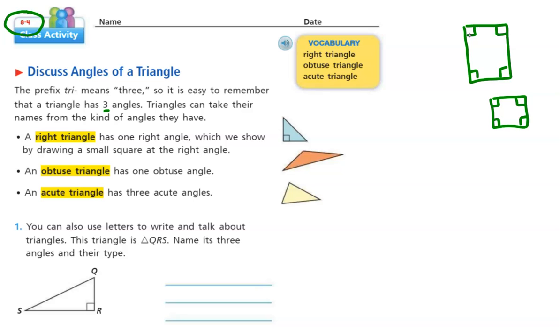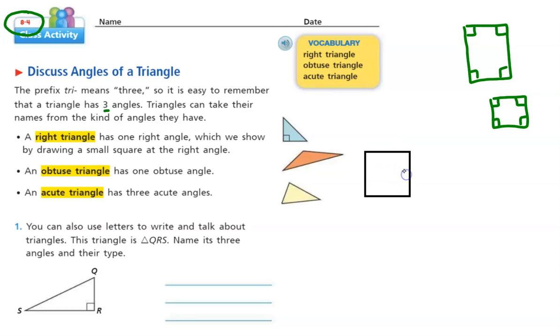So for example, if I were to take mine and draw a little 90-degree angle here, and I were to drag this guy over, you can see that when I place it on top, it fits perfectly, so that shows me that it's a 90-degree angle.